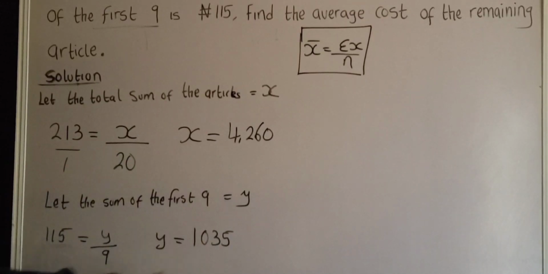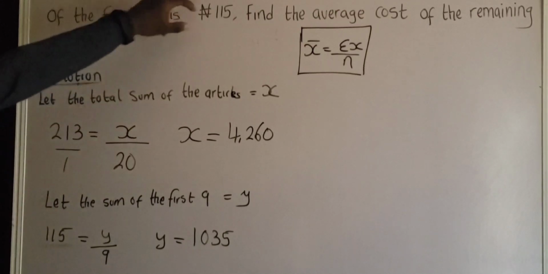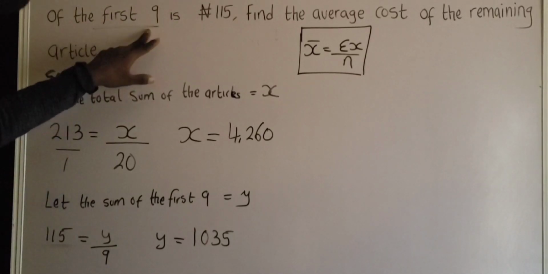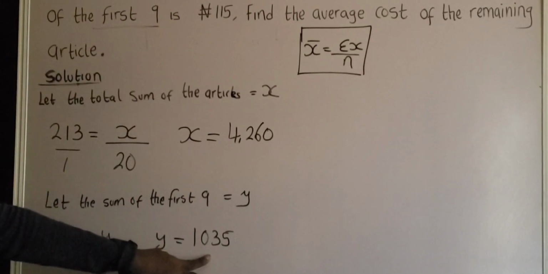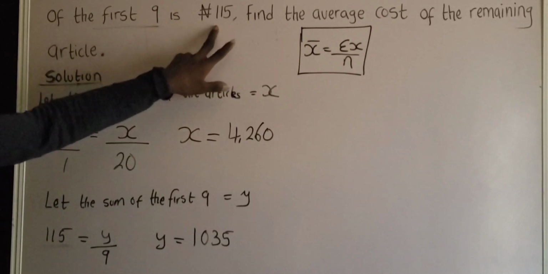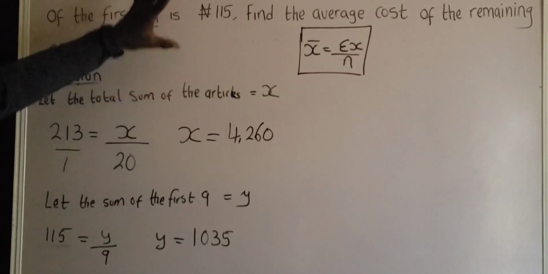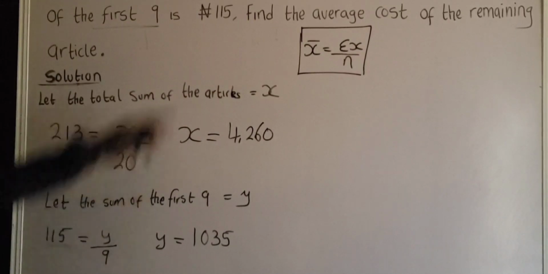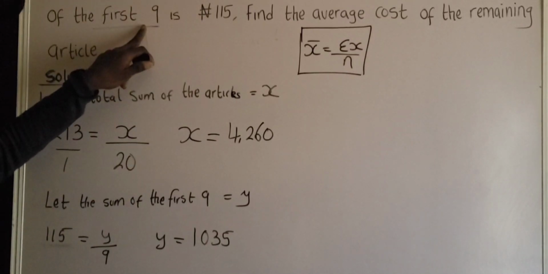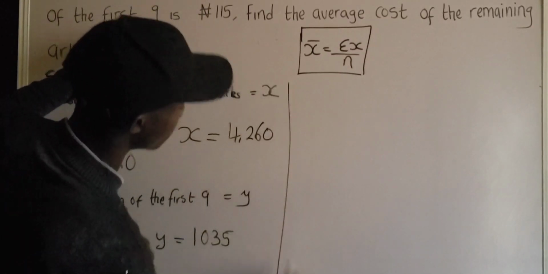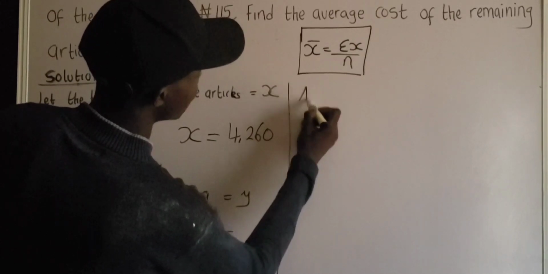The sum of the first 9 is 1,035. Now, how do we determine the average cost of the remaining articles? If they gave us that we have 20 articles and they told us that the average of the first 9 is 115, how many articles will remain? Of course, that will be 20 minus 9. Are you getting it? So for this, I'm going to have 20 articles.